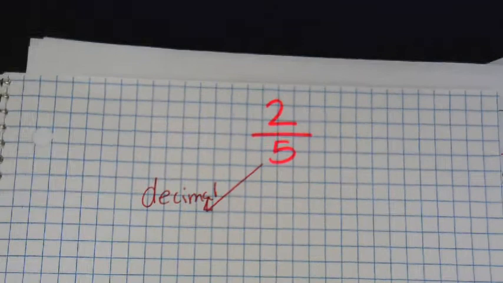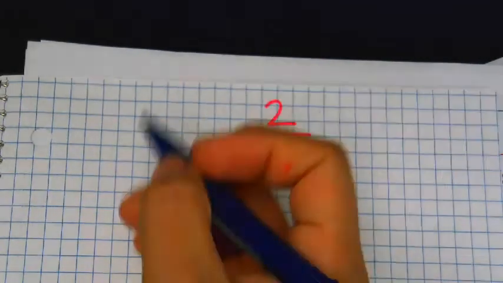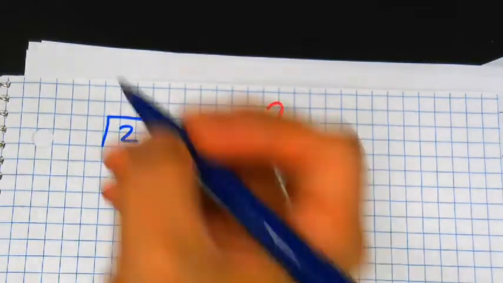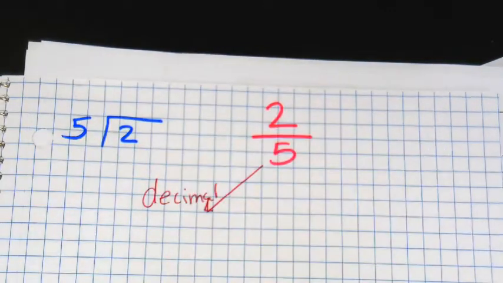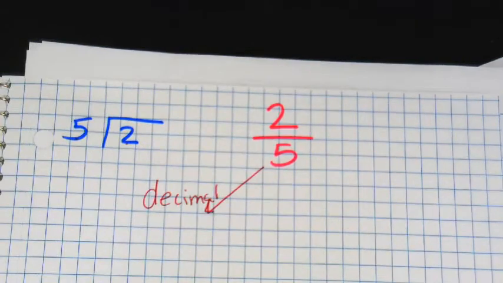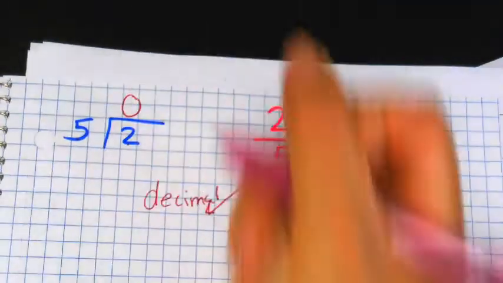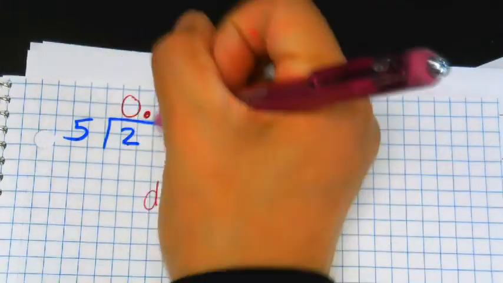All right, what number goes inside the division box? 2. What number goes outside? 5. Does 5 go into 2? Nope. So what do I write? A 0 on top, a decimal, and a 0.